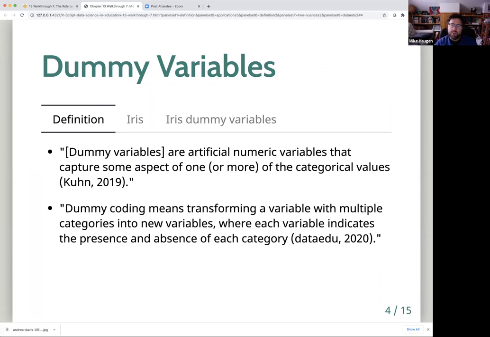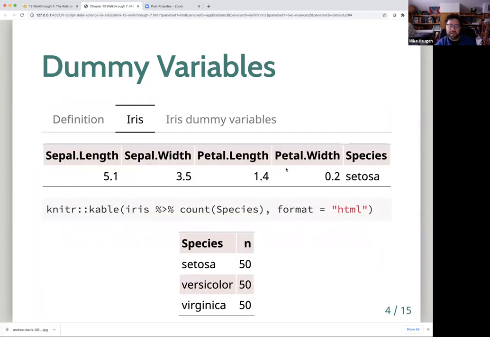So the chapter in this section about dummy variables is a little bit just to show what's going on behind the scenes. I don't know if anyone's ever had to make dummy variables for anything else, but if so, speak up. So the book goes over the iris data set, which is three species of irises.